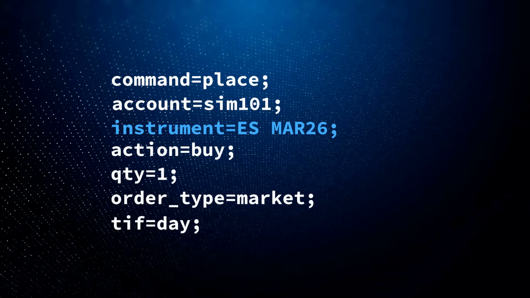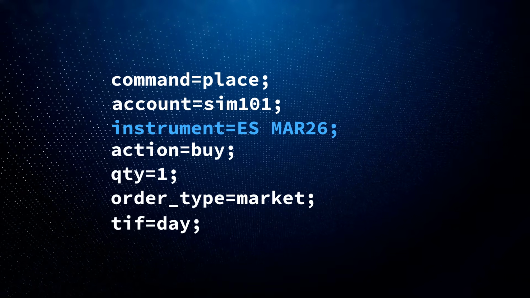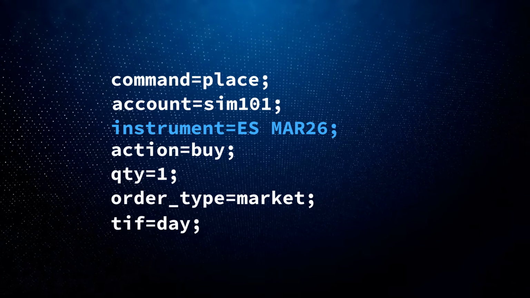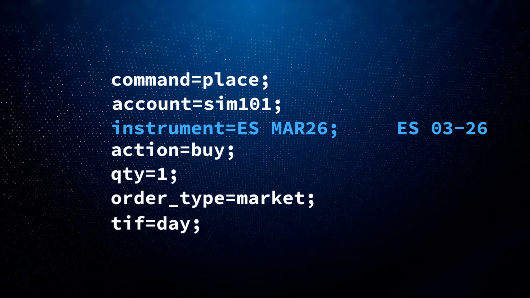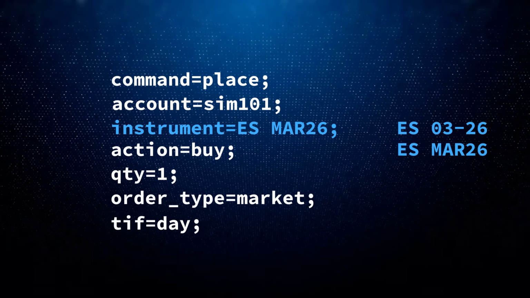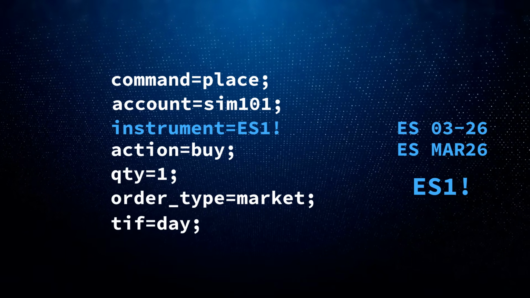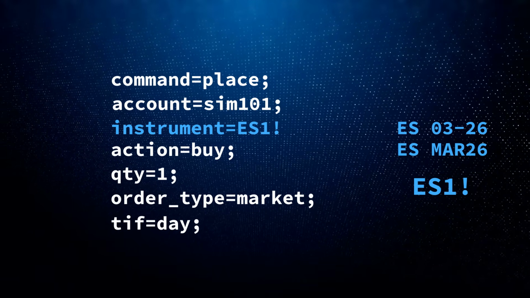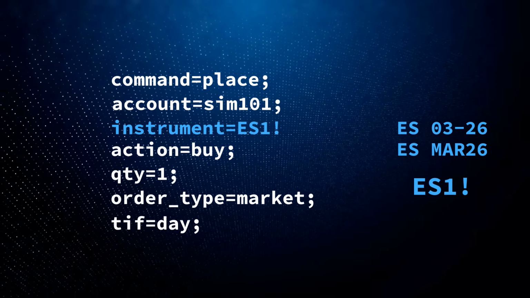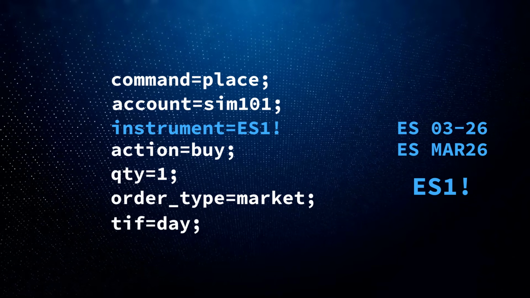When sending place commands, the instrument line needs to be a format that NinjaTrader can recognize. You can use hard-coded values like ES3-26 or ESMAR26, or if you're sending webhooks from TradingView, you can also leverage the continuous contract format, and CrossTrade will automatically convert this into the formatting preference you have saved on your NT8. This means that your alerts do not have to be continuously updated for contract rollover.